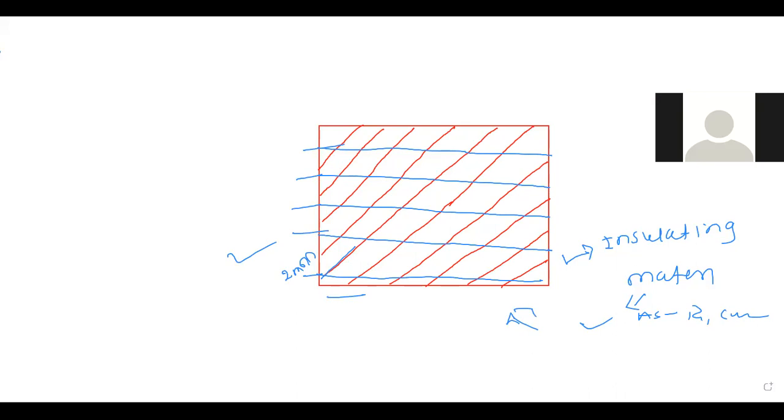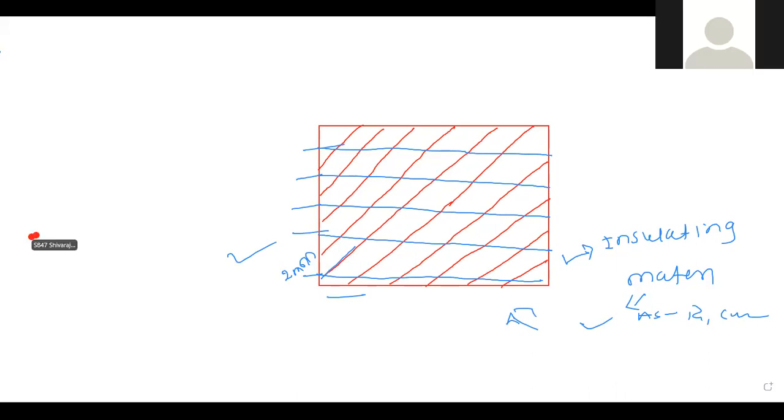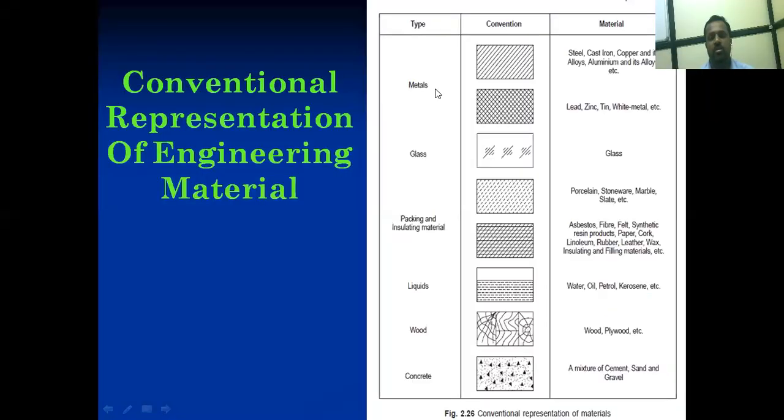So, see the next point. Now we have covered metals, glass, packing, and insulating material. The next point is the liquid. There are different types of liquids. It may be water, oil, petrol, or kerosene. How do we represent a liquid in the conventional manner? Simple, I will draw the conventional representation for that liquid.